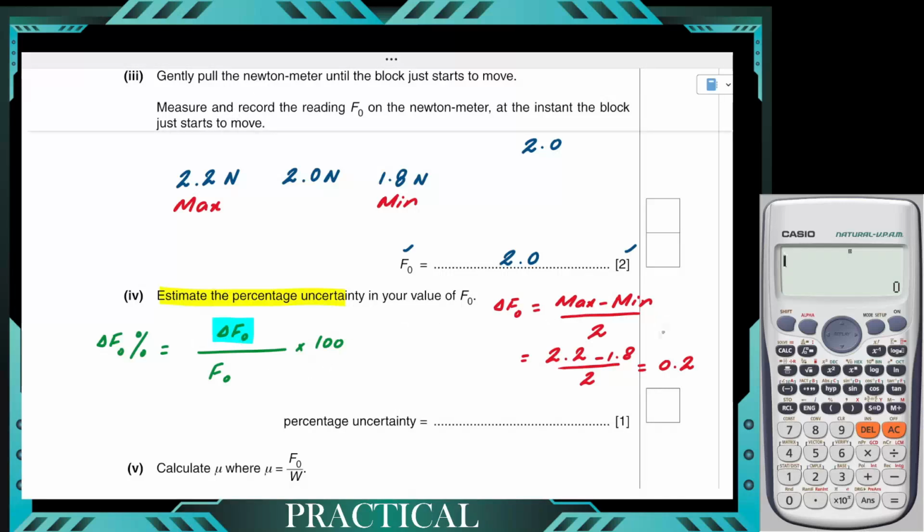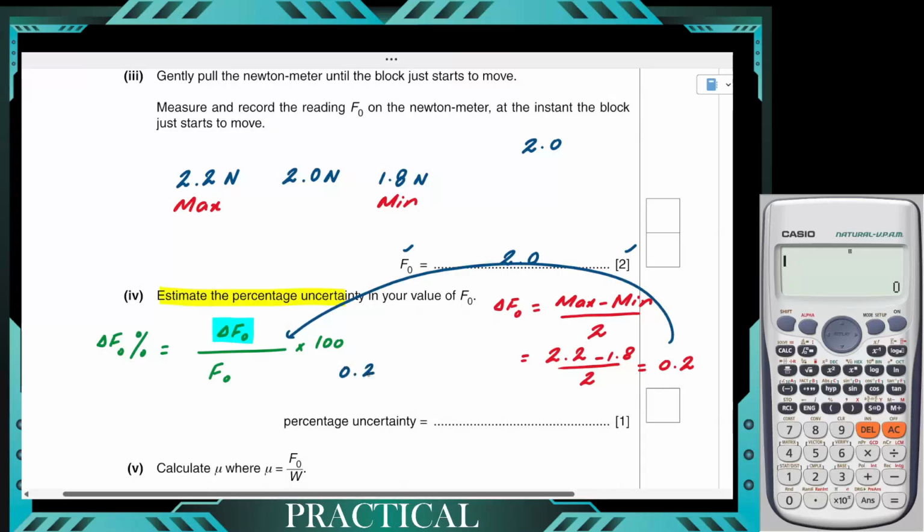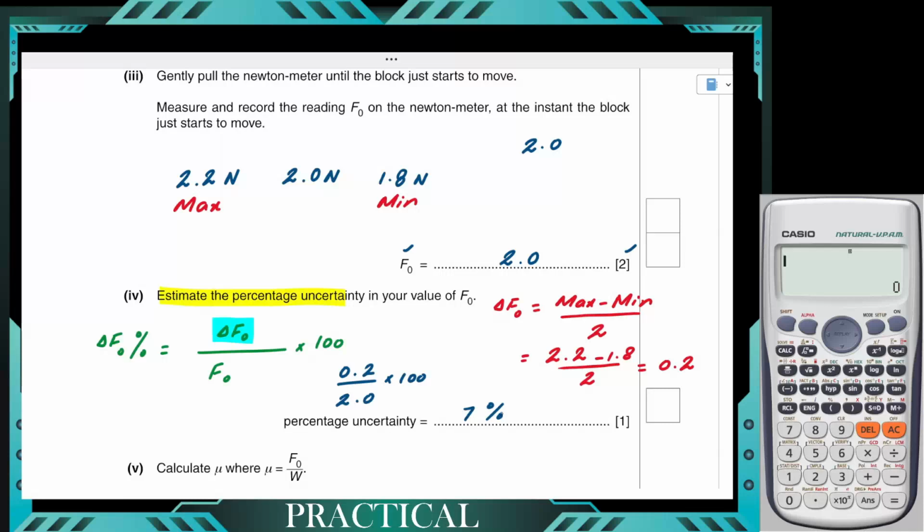Now you insert this value in the formula. So 0.2 divided by the principal value 2.0, multiplied by 100. Then you hit it on the calculator as it is. And this is the standard way that you can estimate the percentage uncertainty in question number 2 of paper 3. And this method is compatible for each and every situation.